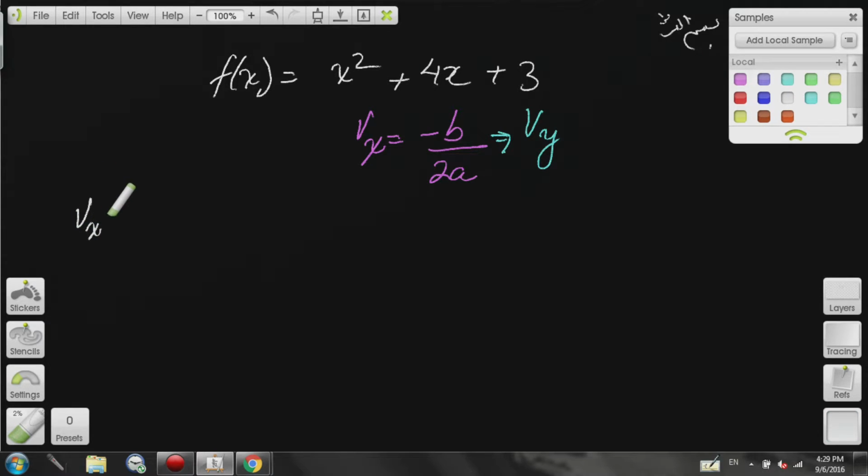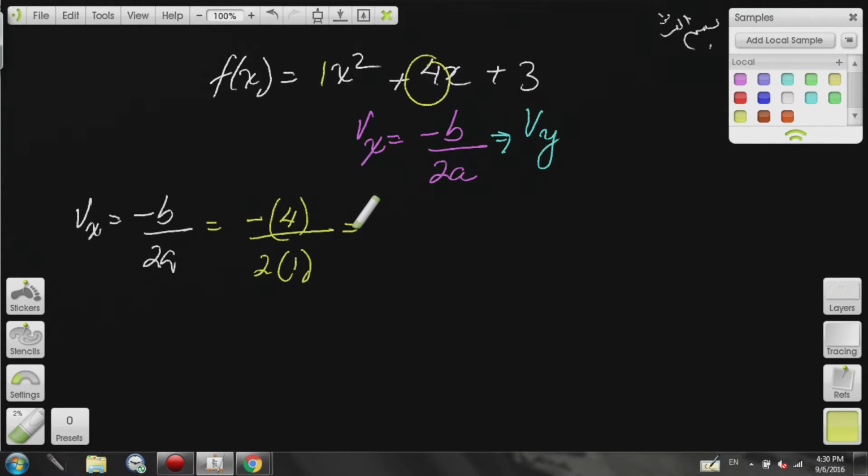So vx here is going to be opposite of b over 2a. So you write this down. You always write these formulas down. It's so much more helpful. So opposite of b, b here is 4, over 2 times a. A is 1, okay? And here we go. So that's negative 4 over 2, and that is negative 2. So now I have the vx.